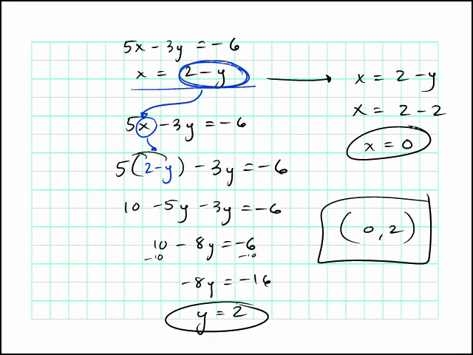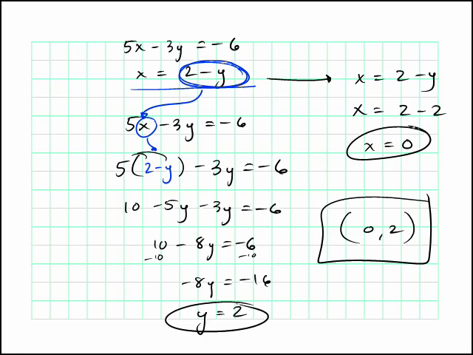There it is. This means that 0, 2 works for both equations. It also means that if I were to take the time to graph the two equations, the two lines would intersect at precisely 0, 2.